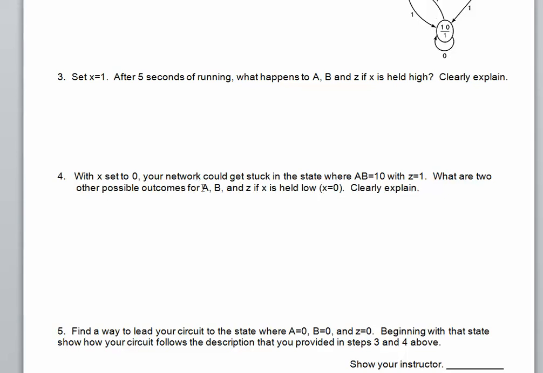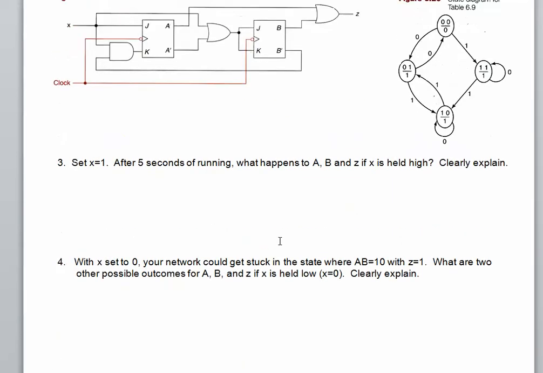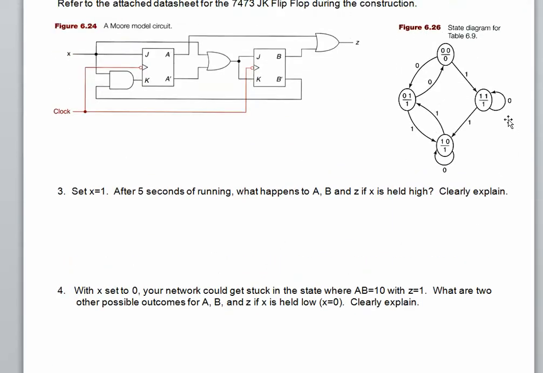The next question says, with X being set low, your network should get stuck in the circuit. Well, let's see what would happen. If you held it low, it would go back and forth between these two states, or it could get stuck over here. Kind of depends. So basically, you can see that there are 2 possible outcomes for X being equal to 0.